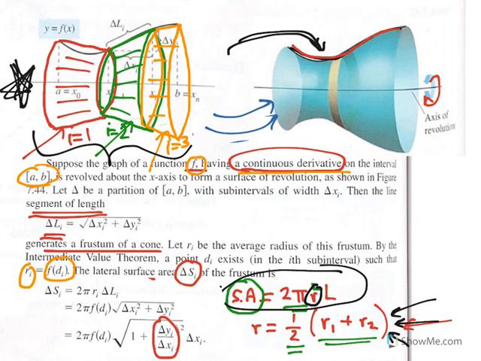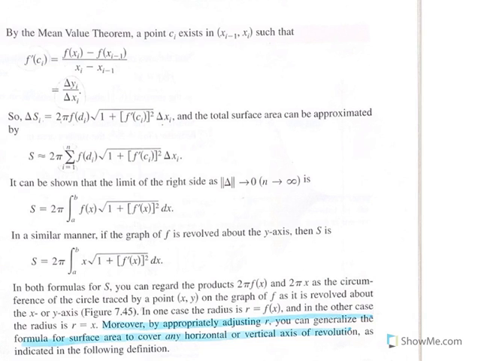So as you have more and more and more frustums of right circular cones, your approximation will become better and better and better. And if you take the limit of this Riemann sum as the norm of the partition approaches 0, by the definition of a definite integral, what you have here is a definite integral. But how do you know that the limit will exist?